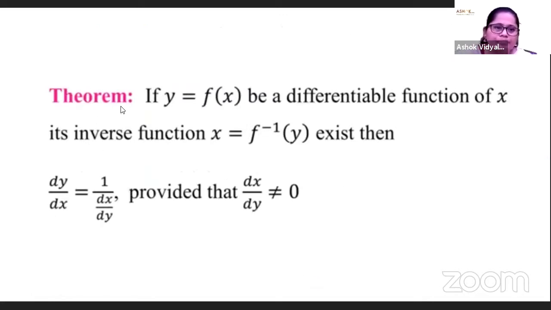We see the theorem. If y is equal to f of x, a differentiable function of x, and its inverse function x is equal to f inverse of y exists, then dy by dx is equal to 1 upon dx by dy, provided dx by dy is not equal to 0. Why is dx by dy not equal to 0? Because if dx by dy is equal to 0, we can't find this derivative. Hence our denominator dx by dy is not equal to 0.